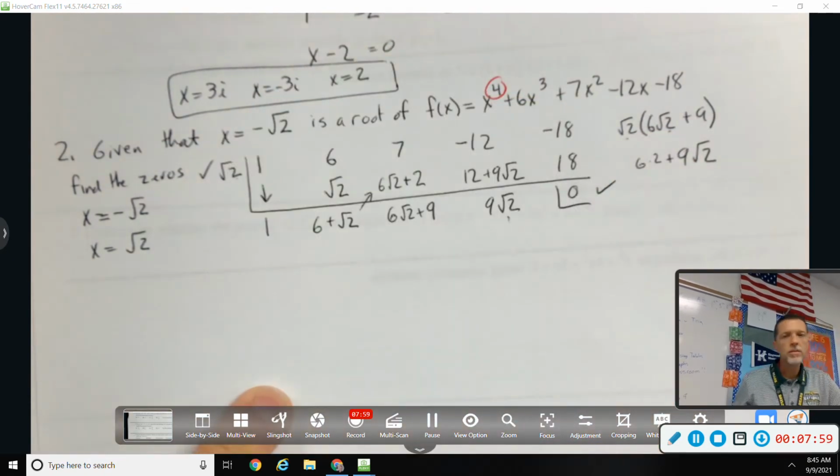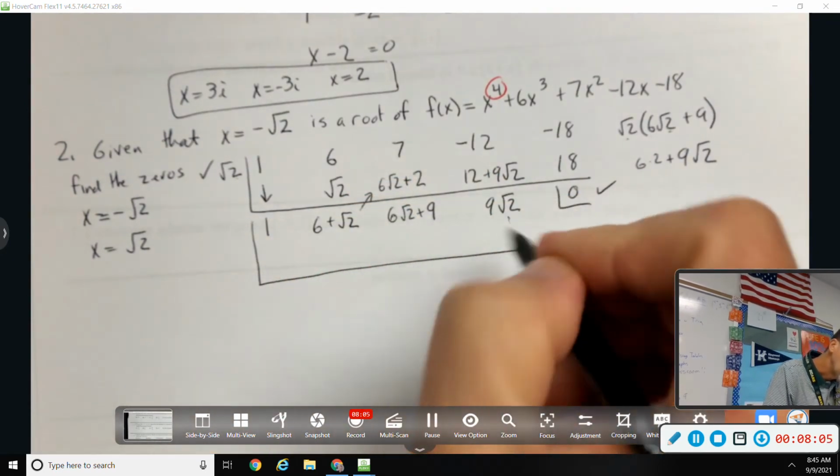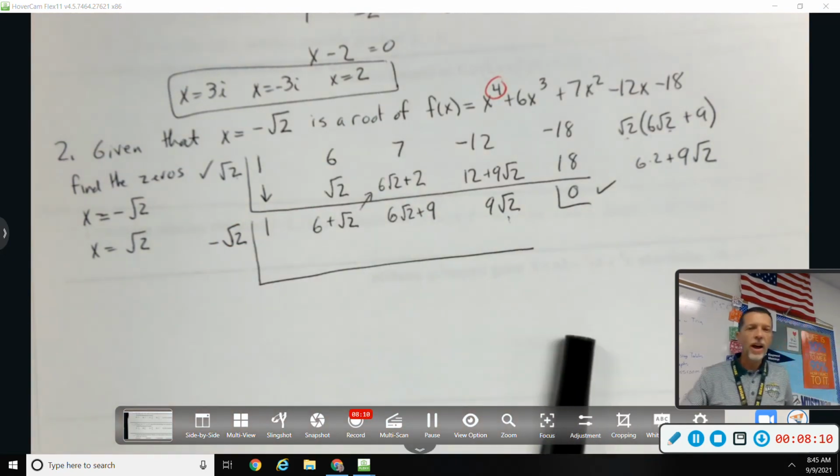6 minus square root of 2 works. I mean, we knew it worked. The reason we did that was to get a reduced set of coefficients. Why don't you try negative square root of 2? And then we'll check and compare.